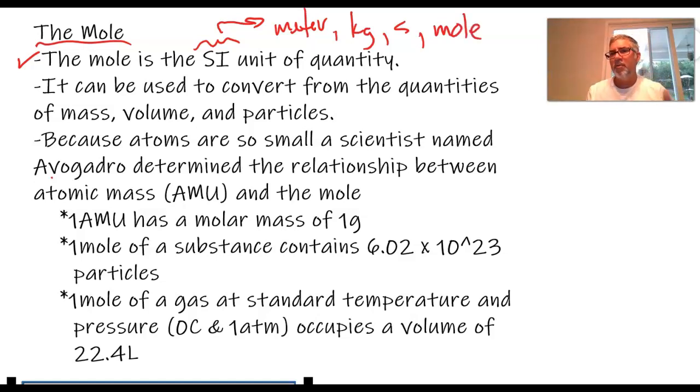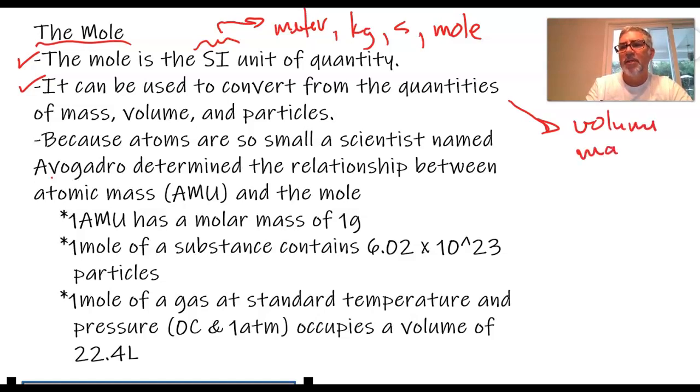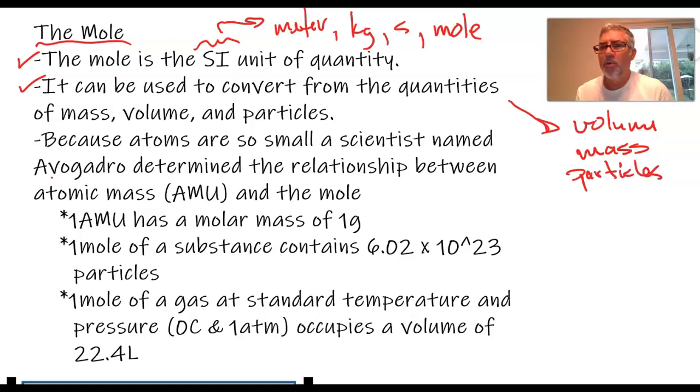The mole is a way that we can measure atoms, because atoms are so small they're hard to measure. So it can be used to convert between quantities. A mole can be used for volume, it can be used for mass, and it can be used for quantity, or what we call particles. So we can use the mole to change between those three values, and there's nothing else that does that. So we do mass, volume, and particles.